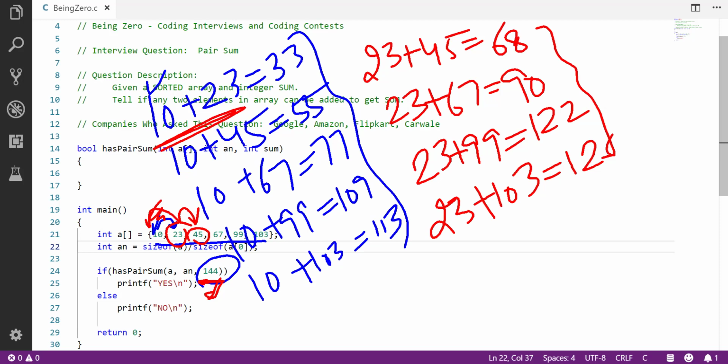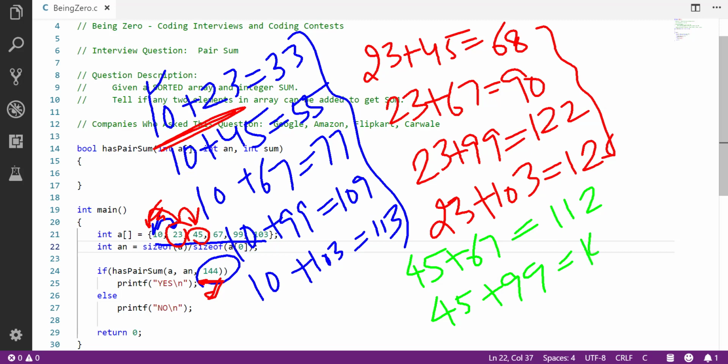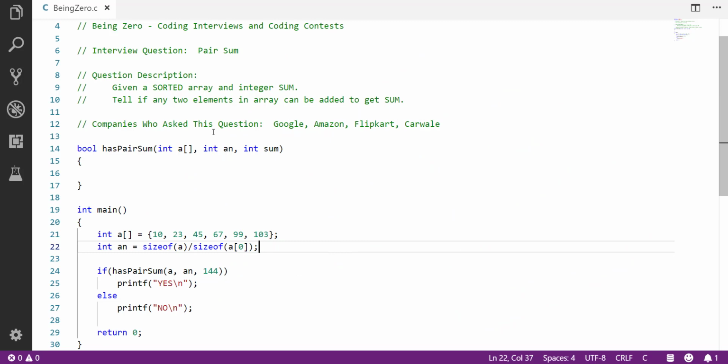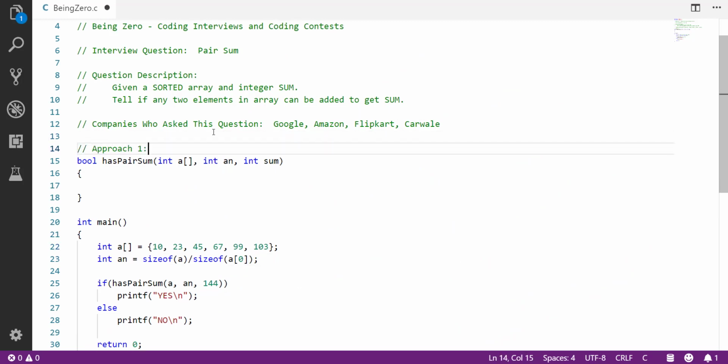Now we look at pairs of 45, the next value. Let's say 45 plus 67. This gives us 112. Now we say 45 plus 99. If we do this, we get a sum of 144. So this is where we get our answer and we solve the problem. But what we did in this solution is consider all possible pairs in the array. That is our first approach: Approach 1, we consider all possible pairs in the array.